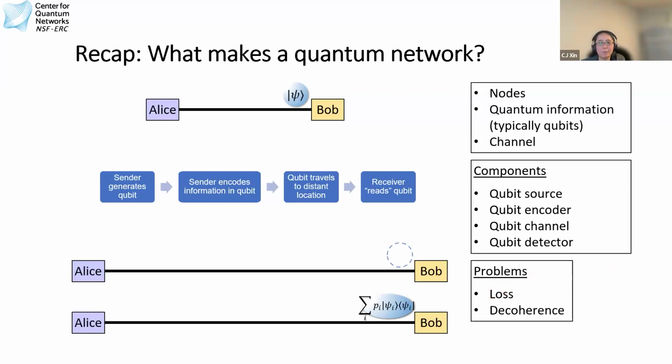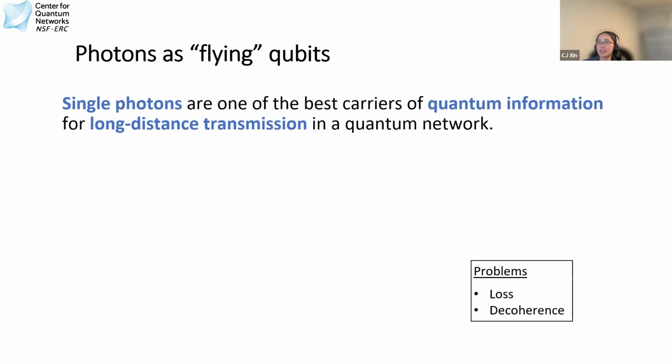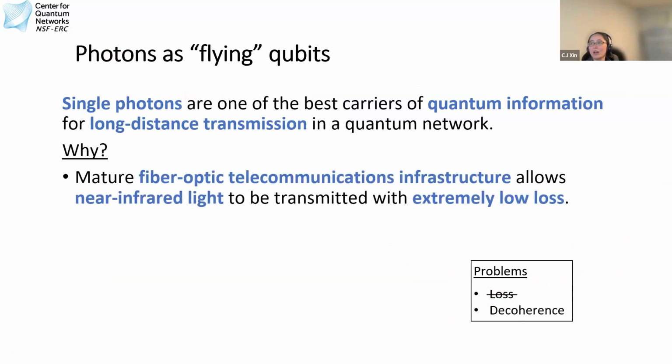So now I'm going to try to argue that photons are one of the best carriers of quantum information for long-haul transmission in a quantum network. And the reason for that is because we have really mature fiber optic telecommunications infrastructure. It's what your Wi-Fi runs on these days. That allows near-infrared light to be transmitted with extremely low loss.